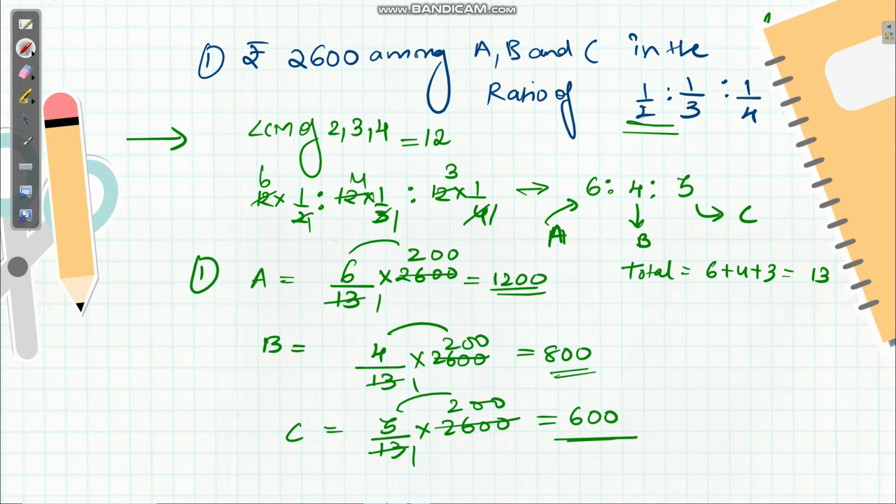So always remember, first thing is convert this fraction part into proper numbers by taking the LCM. Once you get the LCM, just multiply it with each and every fraction. Once you do that, you will get proper numbers. Once you get proper numbers, just take the individual numbers and divide by the total number of parts, into whatever you have to divide. This is how you solve the question.